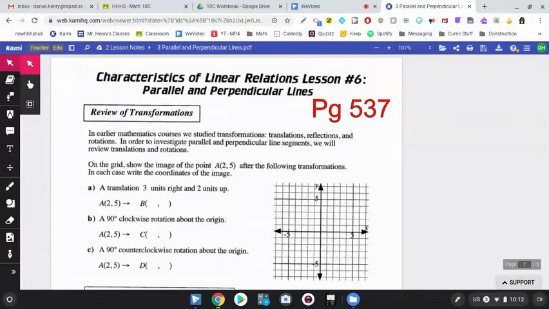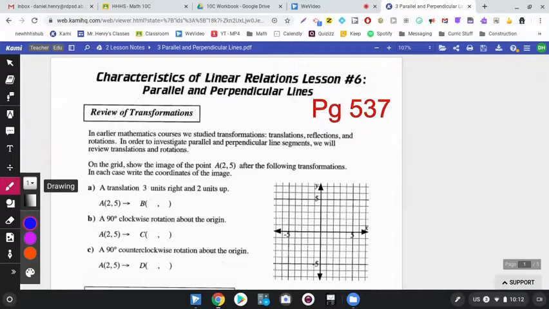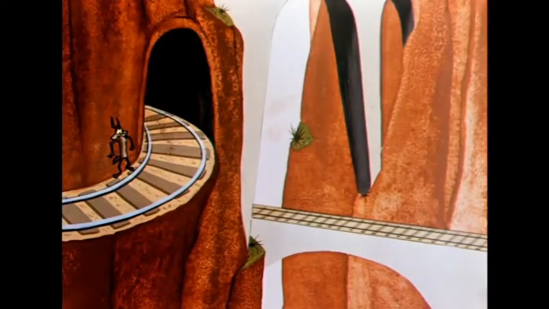So maybe just to get us started, when I talk about parallel lines, what I'm talking about is two lines that are side by side. They're never going to meet. Normally, we put little arrows on them to signify that they're parallel, but really it's like train tracks, right? Or skis or whatever. Those are parallel lines.